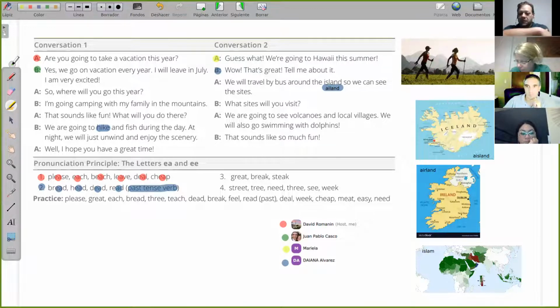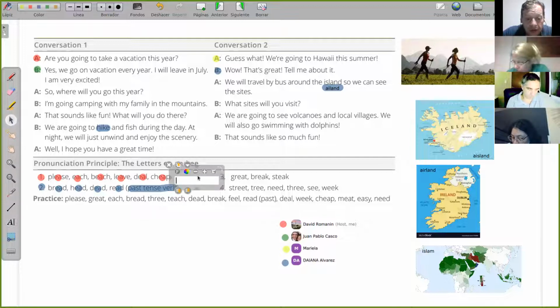Okay? This sound is always an E, like in Spanish. Bread, head, death. And it says here it's in the past tense. In the present tense, we have read here, like in the red ones, right? If we say read, we have the same combination, but say it like the red ones, like the first group.